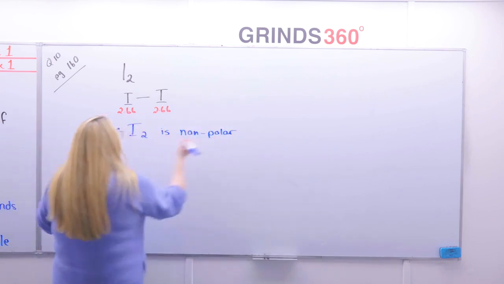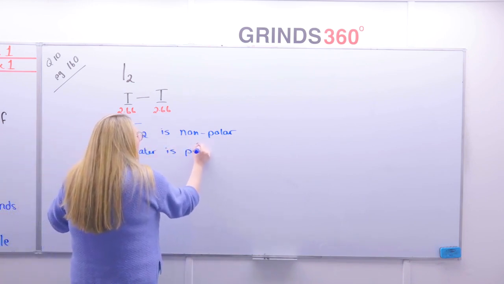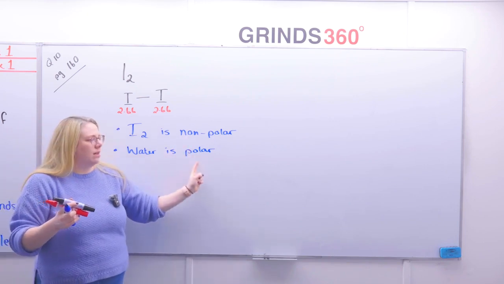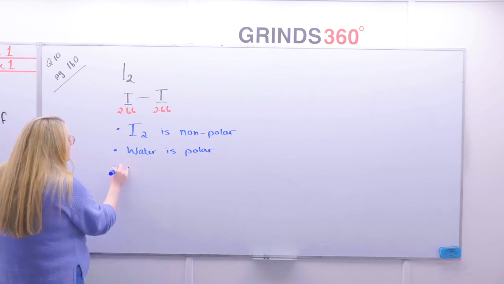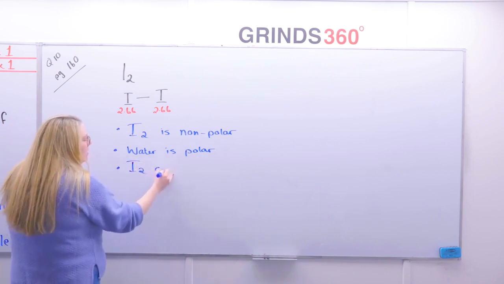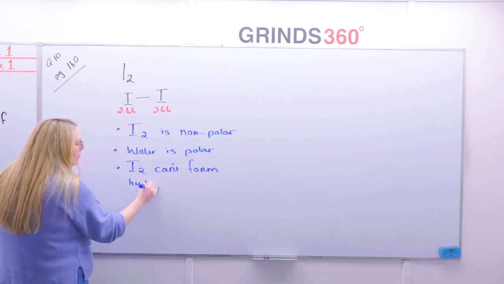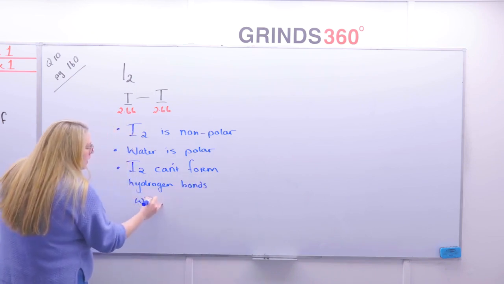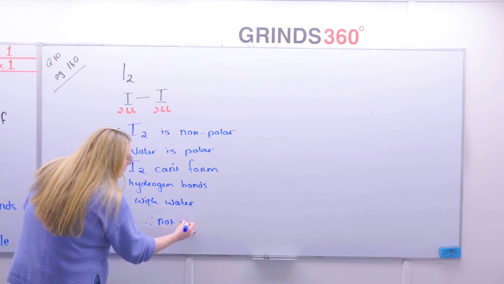Oh wait, that's going to be a problem. Water is polar. But now we've just said previously, non-polar substances are not soluble in a polar solvent. Elemental iodine is absolutely not soluble in water. I2 can't form hydrogen bonds with water. Therefore, it is not soluble in water.